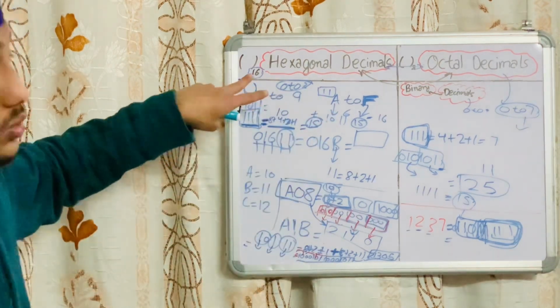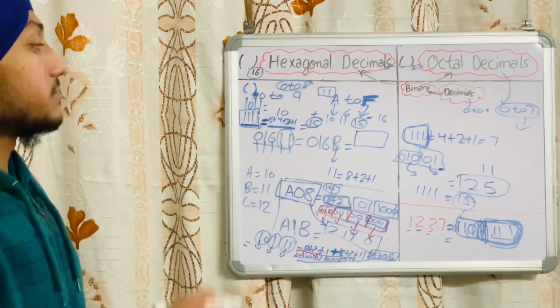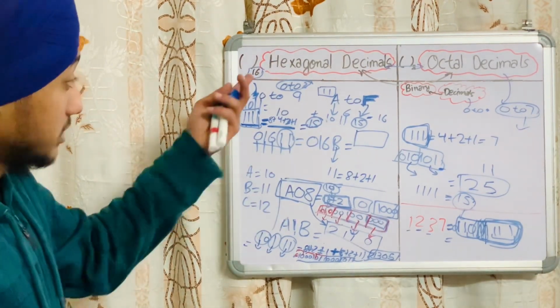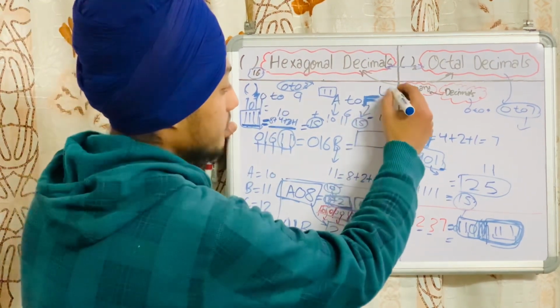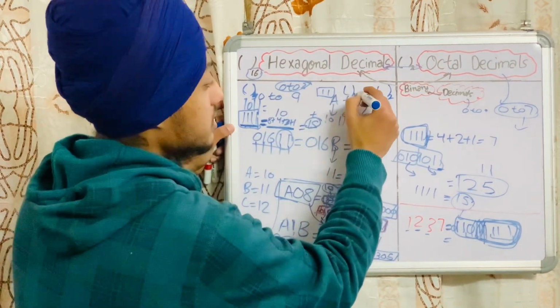So that's why we have used 16 digits there. 15 is the maximum, 0 to 15, so there are 16 digits. That's why we have used subscript 16 here. And in binary, we take subscript 2. And there may be others which have subscript 4.